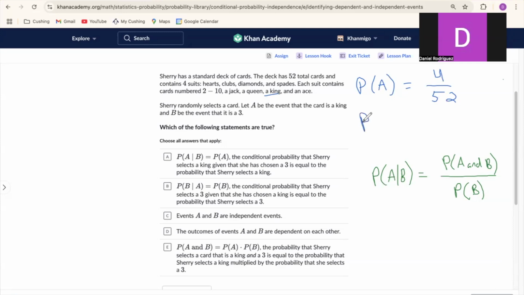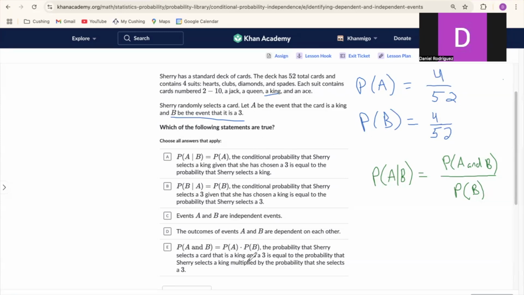And oddly enough, that's true for any card, whether it's a king or a jack or a queen or a 3. So when it asks for B, is the probability that you get a 3, that should be the same thing, 4 out of 52. So for any individual card, there's a 4 out of 52 chance you get that card. There's 4 of them in the deck out of 52 possibilities.